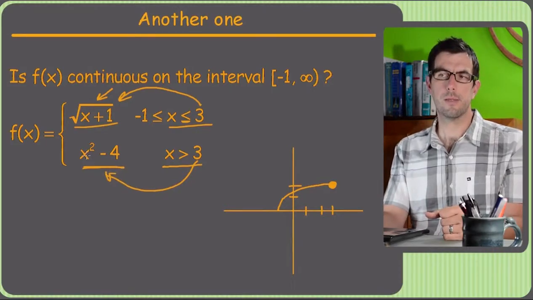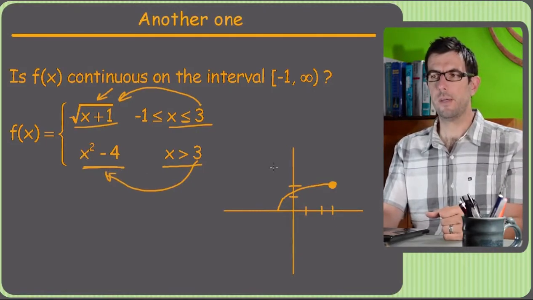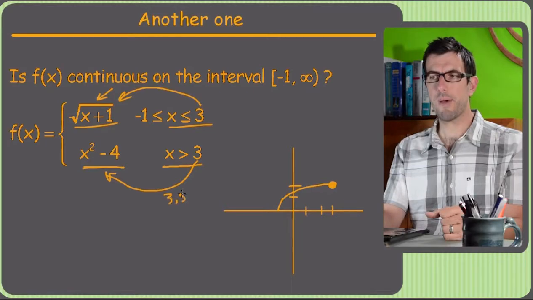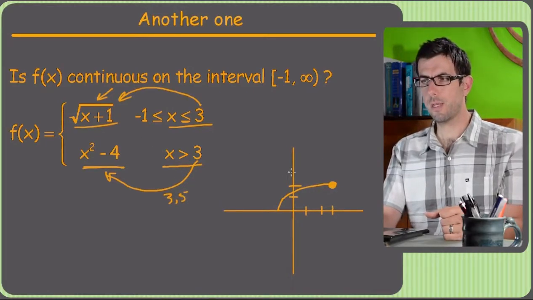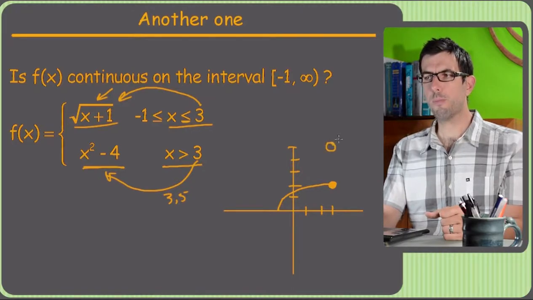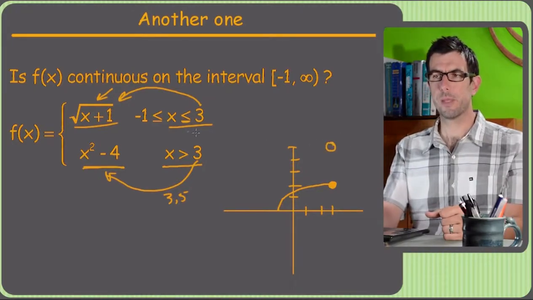So 3 squared is 9 minus 4 is 5. So that gave me the point 3 comma 5 for this bottom function. So 3 and then 1, 2, 3, 4, 5, right here. Now is that an open or closed dot? Should I color this in?